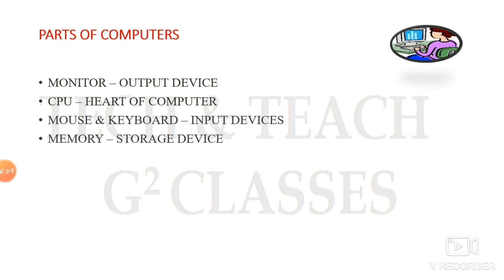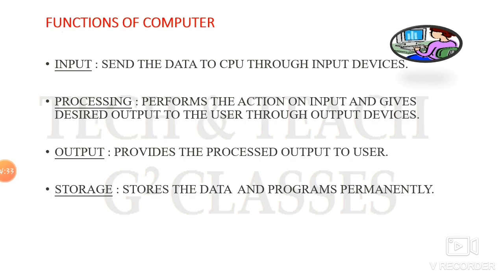Then the next one is the functions of a computer. What functions are you going to do? Input, process, output, storage. I already told what is input, what is processing, what is output and what is storage. Again I will repeat. Input is the data the user can give, that is known as the input. Processing: the CPU will take the input given by the user and process the data as required according to the instruction given by the user.